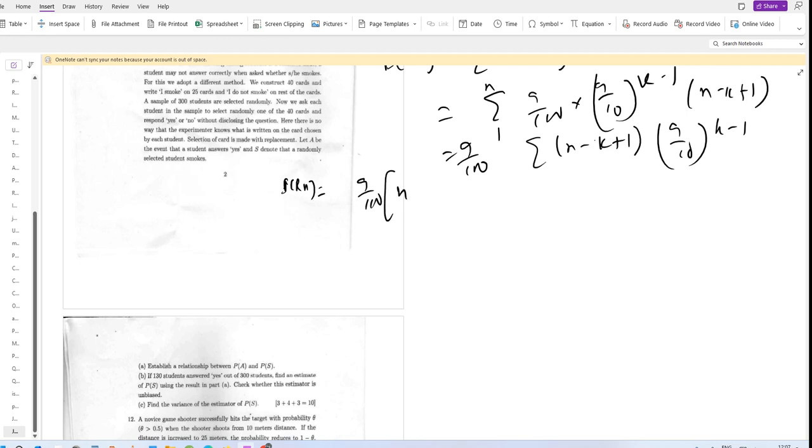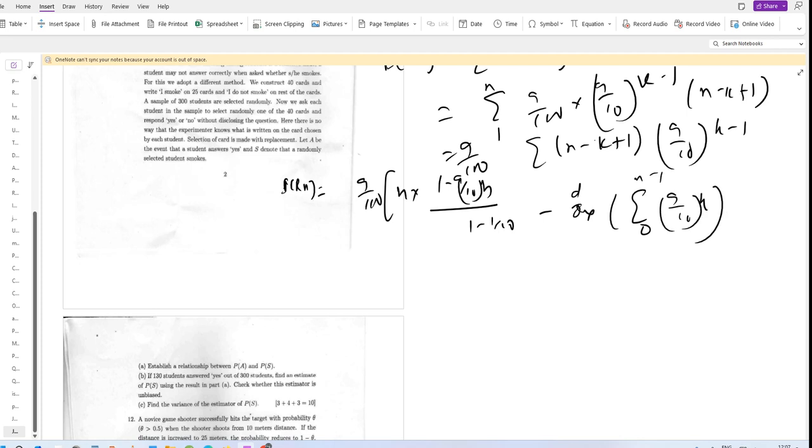By 100, n into 1 n by 10 n, the summation of k from 0 to n minus 1 of 9 by 10 whole to the power k. After a little bit of calculation we can reach this value as 9 by 10 n plus 89 into 9 by 10 whole to the power n. So therefore the expected number of runs is this.